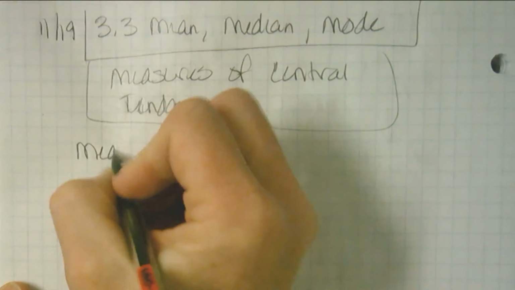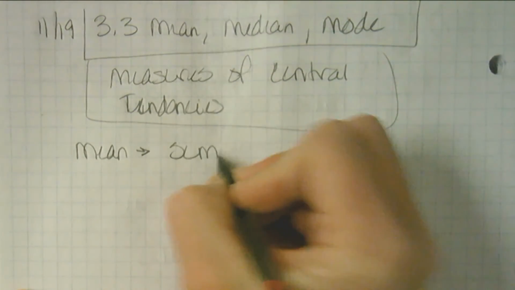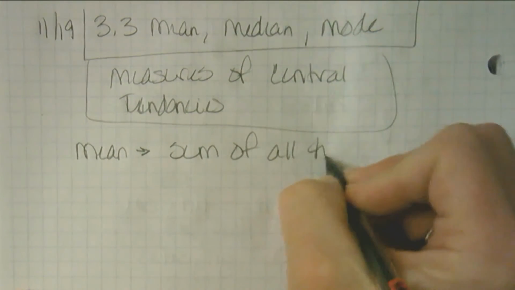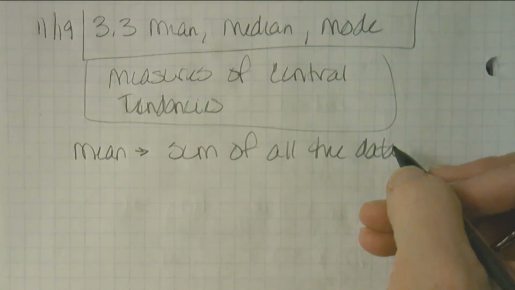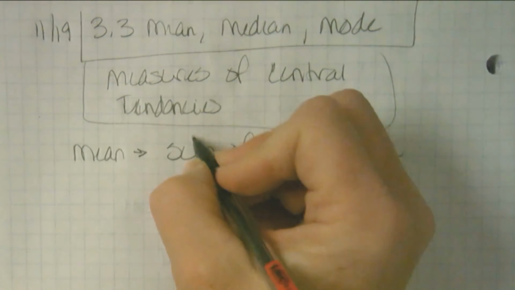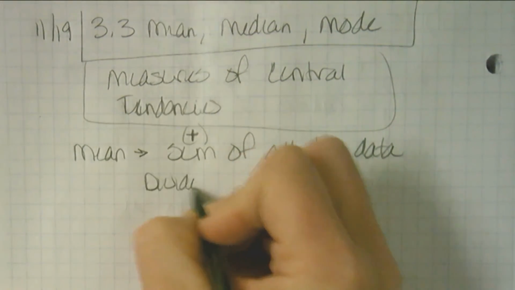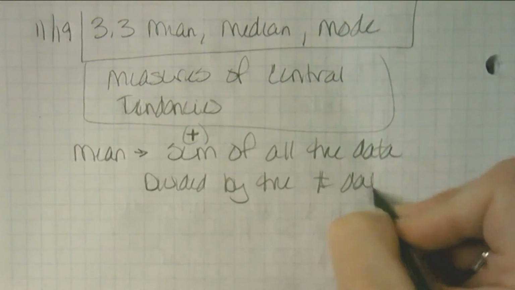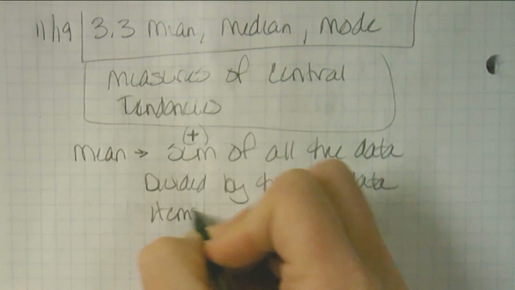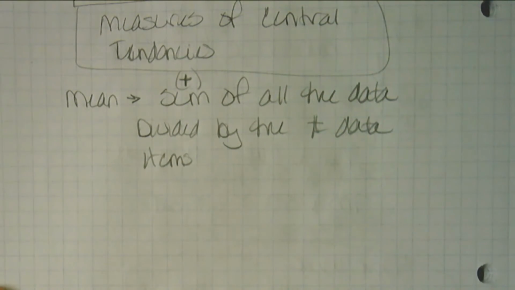Our mean, if you remember from last year, it's the sum of all the data. What operation goes with sum? Frankie? Yep, that's the addition of all the data divided by the number of data items. We're going to be setting up equations for that. I'm hoping you guys remember how to do these.